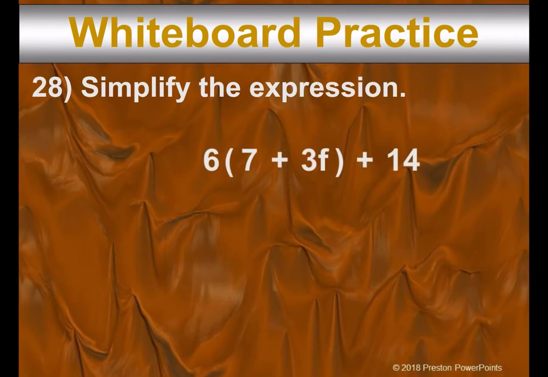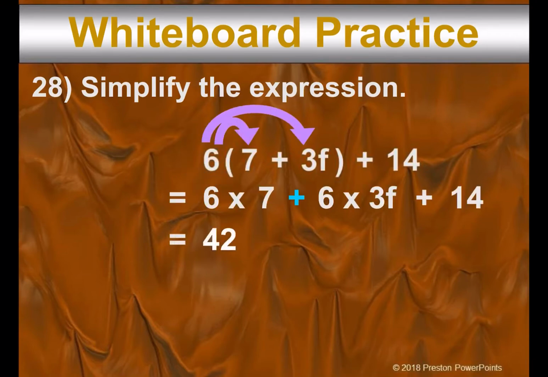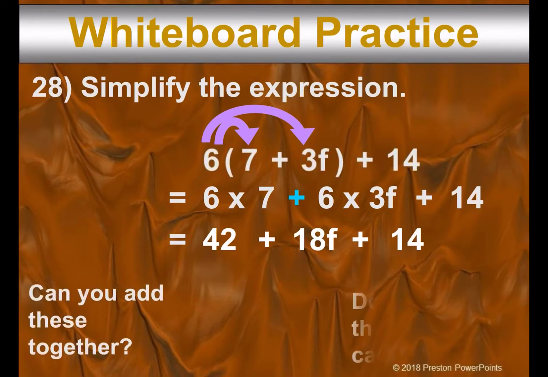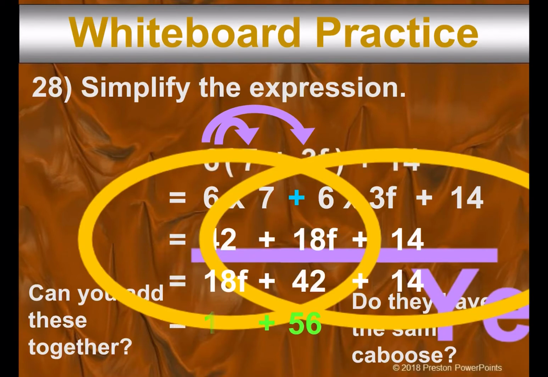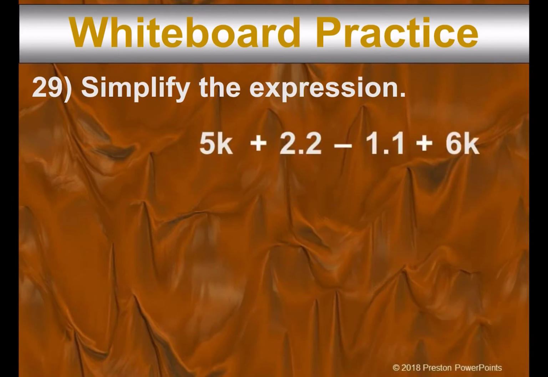And let's simplify this expression. So I have 6 and then 7 plus 3f plus 14. So 6 times 7 would be 42. Then 6 times the 3f is going to be 18f, and then plus the 14. So now what can I combine? I can combine those two whole numbers, the 42 and the 14, which ends up being 56, and then I still just have the 18f. So it would be 18f plus 56.